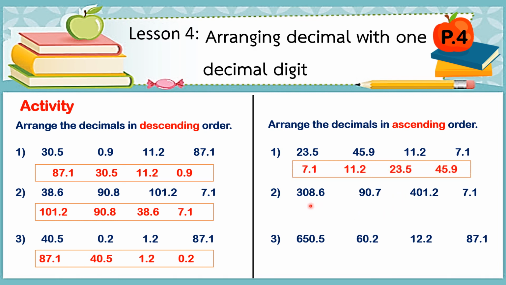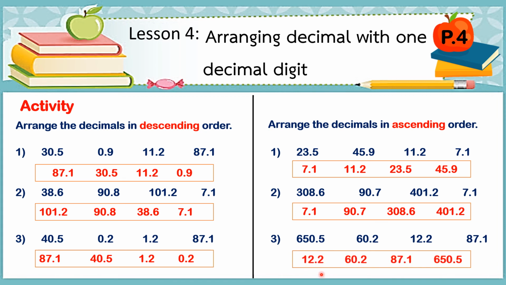Okay, let's go to number 2. We have 7, 90, 308, and 401. Okay, and the last one is, we have 12, 60, 87, and 650. So now students, what is the difference between ascending and descending?